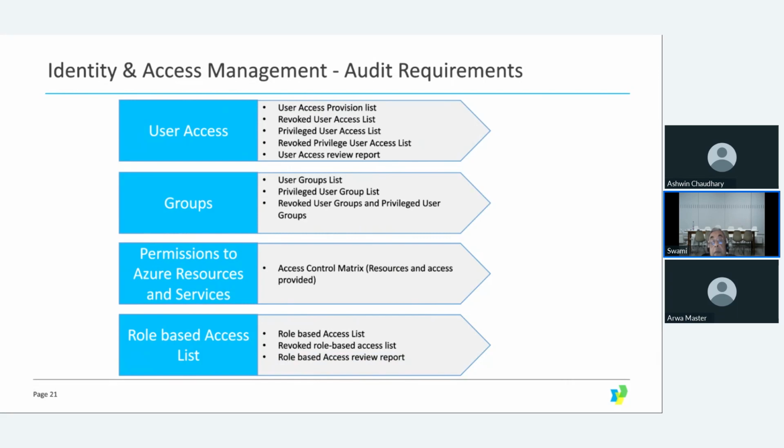Okay. And also from the group side, we will be looking at the user groups list, privileged user group list, and also whoever is revoked from the user groups, and it can be from the privileged user groups. All that needs to be looked at. So there we also have to do the group review. User access review, when we talk about it, includes groups review also. We need to do all that.